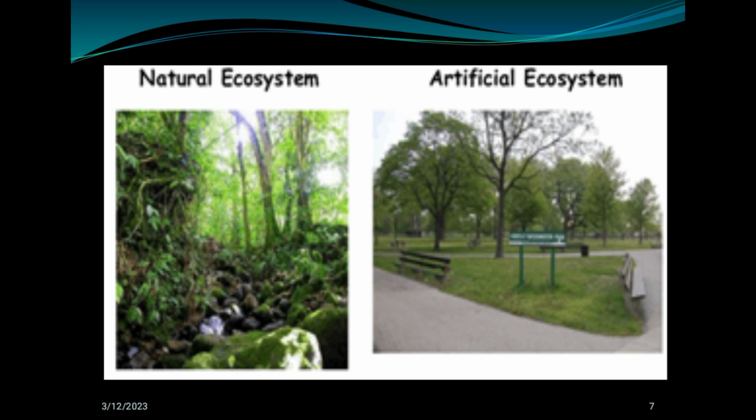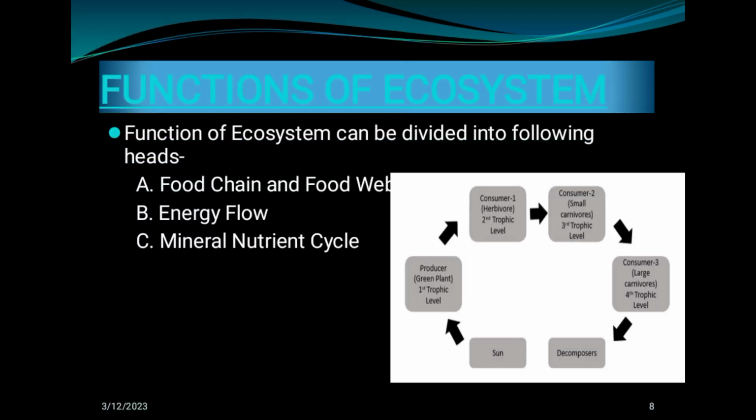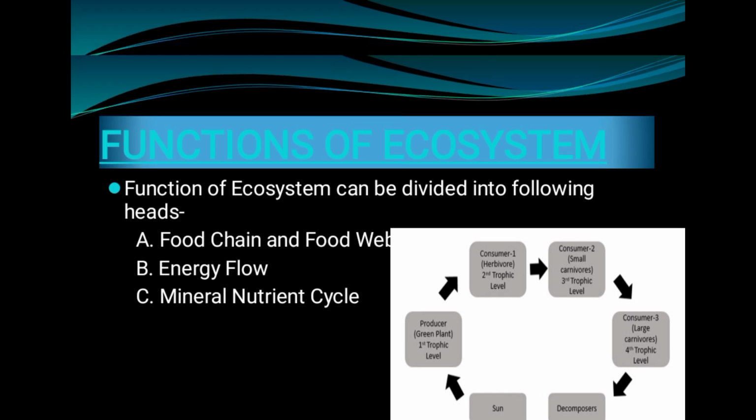Next, these are two pictures. First is natural ecosystem, then the other is artificial ecosystem. For example, artificial park and natural forest. Functions of ecosystem. There are three types: food chain and food web, energy flow, and mineral nutrient cycle.